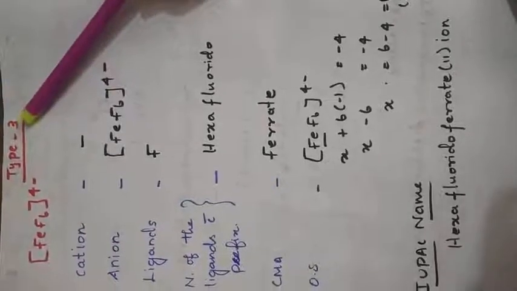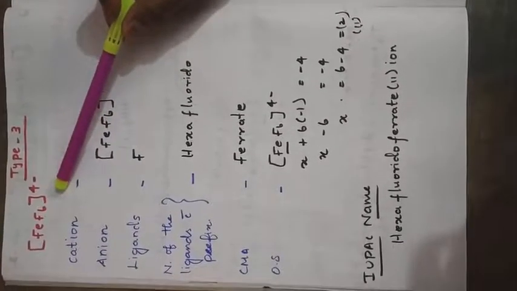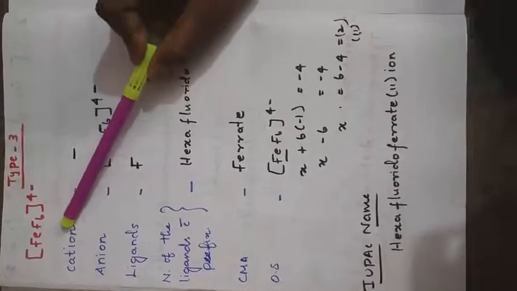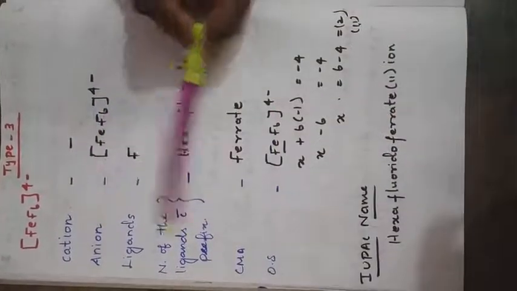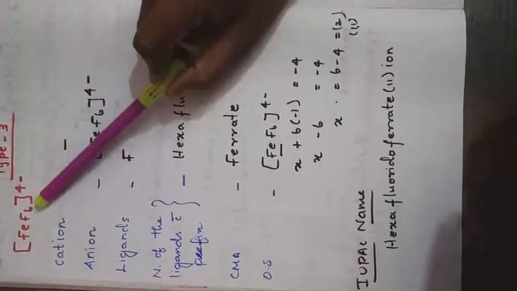This is the type 3 model, and in this we have the complex. For this we are going to find out the IUPAC nomenclature, and then at the left side you have to write all these things one by one. We can find out. See here, this is the different complex.